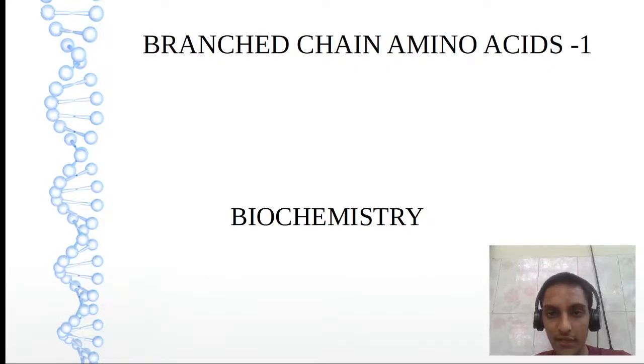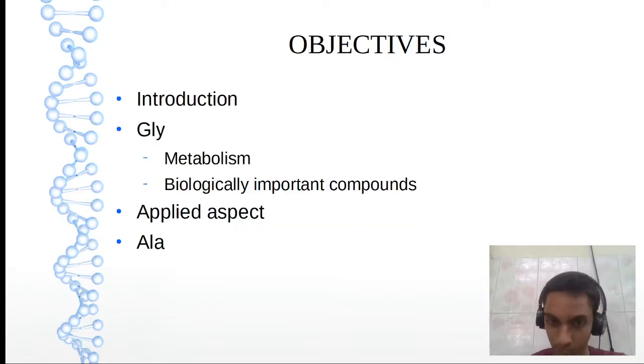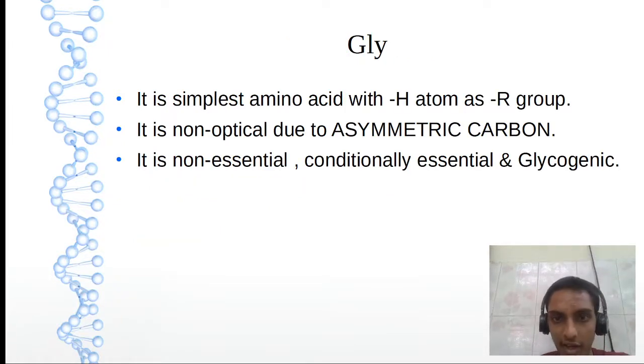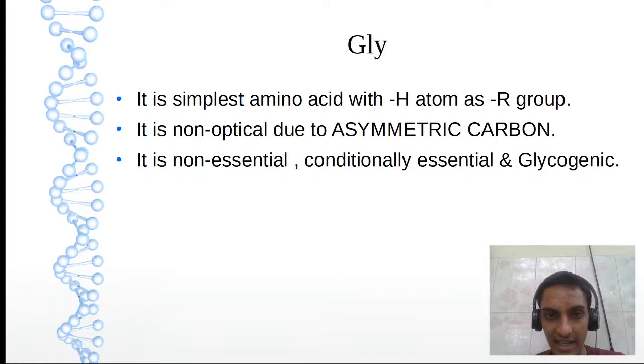Hello. So today we'll talk about branched chain amino acids. We'll divide it into two parts, part 1 and 2. In this we'll discuss part 1. We'll try to identify the introduction and two important amino acids, glycine and alanine. In glycine, we'll talk about the metabolism and the biologically important compounds, with little details along with the applied aspect to it. So we will try to identify the first amino acid, called glycine.